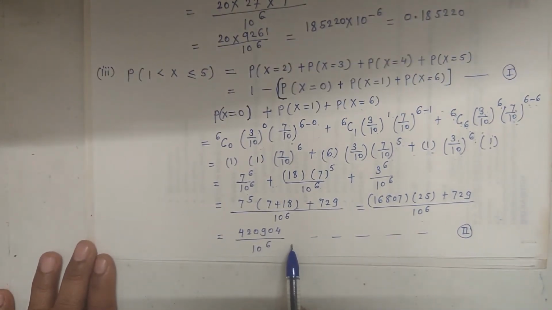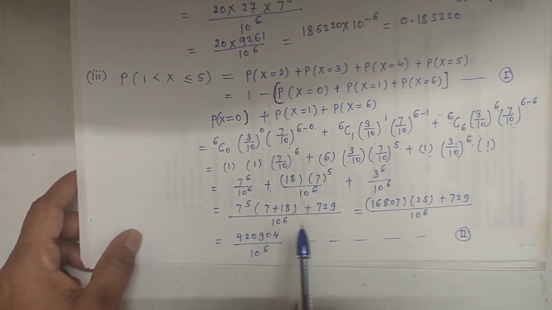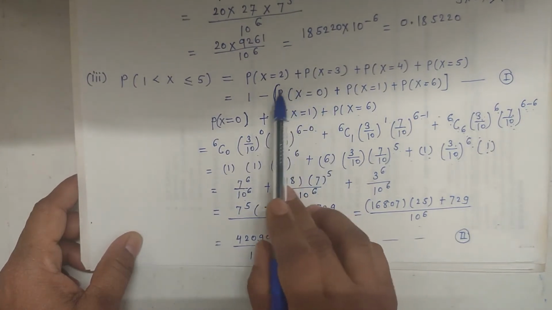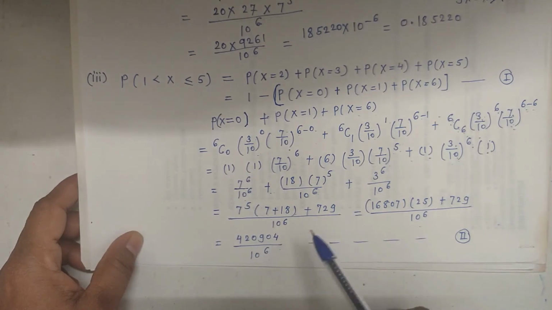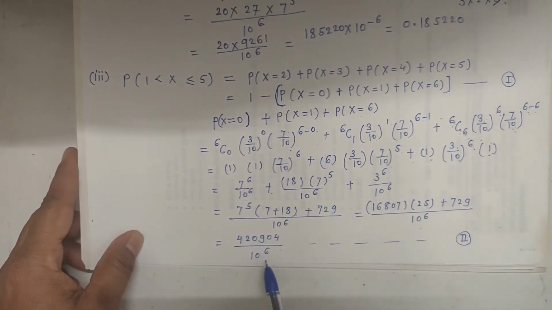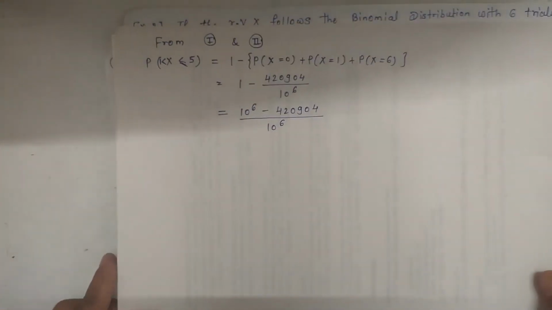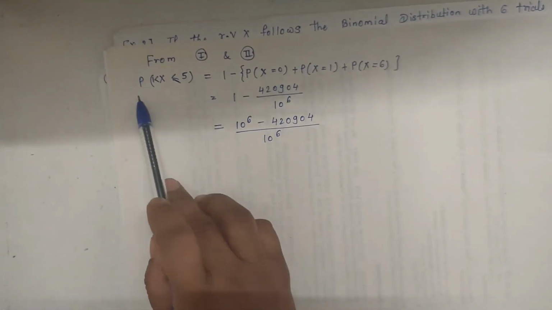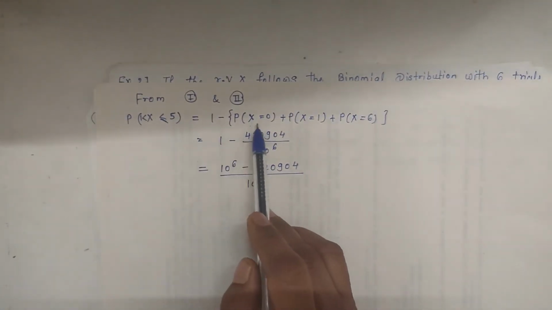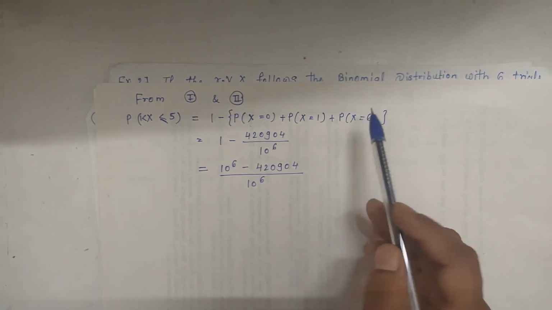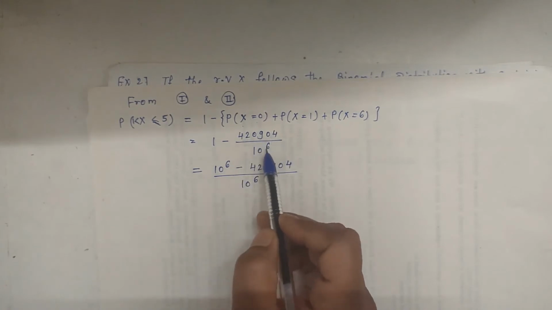Up to this part, the solution is already given, and we have to find the next part. Now substituting this value in the first equation, the value of these probabilities is 420904 upon 10 raised to 6. So in the next step, substitute this value in the first equation. From 1 and 2, the probability for x between 1 and 5 is equal to 1 minus the probability for x equal to 0 plus x equal to 1 plus the probability for x equal to 6, and the addition of these probabilities is 420904 upon 10 raised to 6.